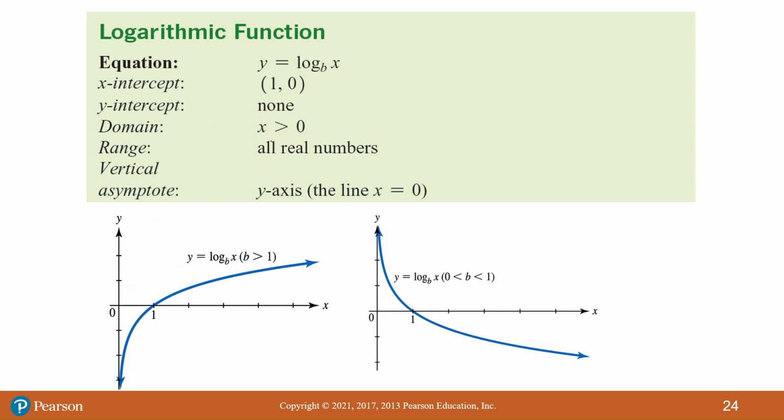Our domain is x is greater than 0. Our range is all real numbers. And here we have a vertical asymptote on the y-axis. So you can tell it gets really close to this y-axis, but it never crosses it. And we could have an increasing function, or we could have a decreasing function.